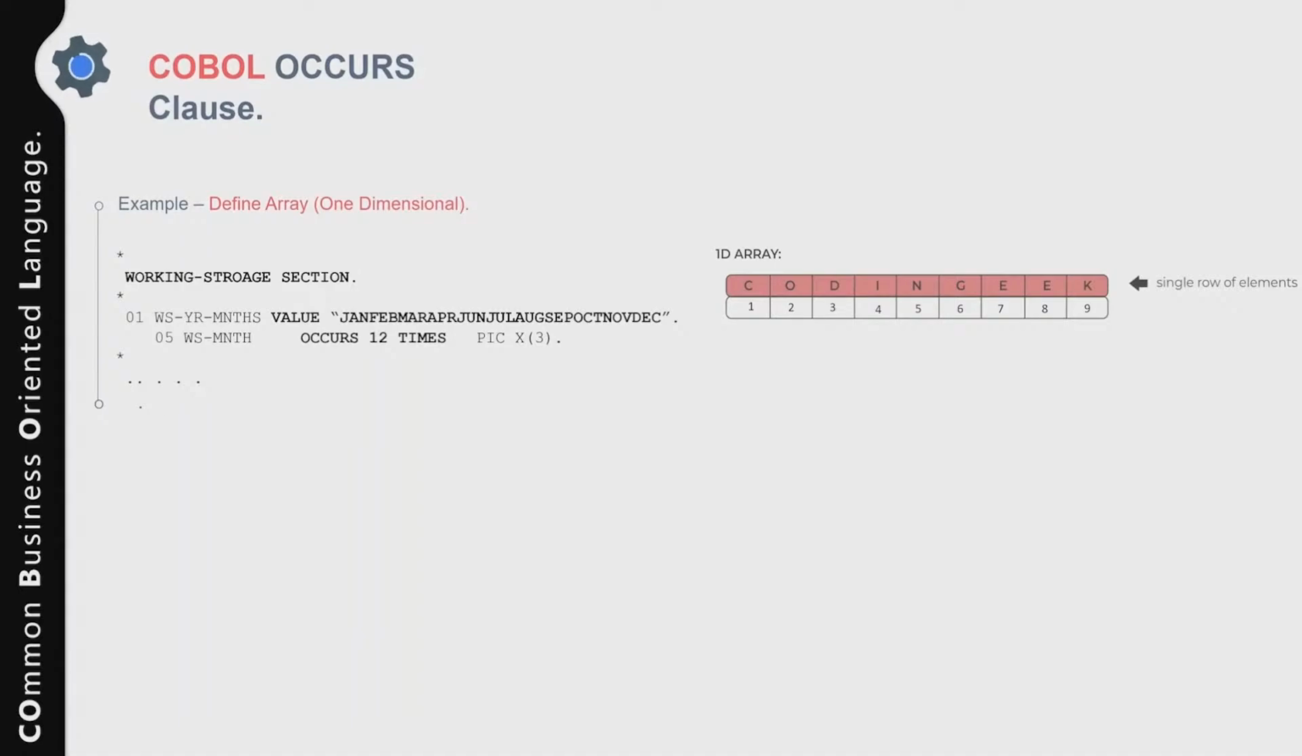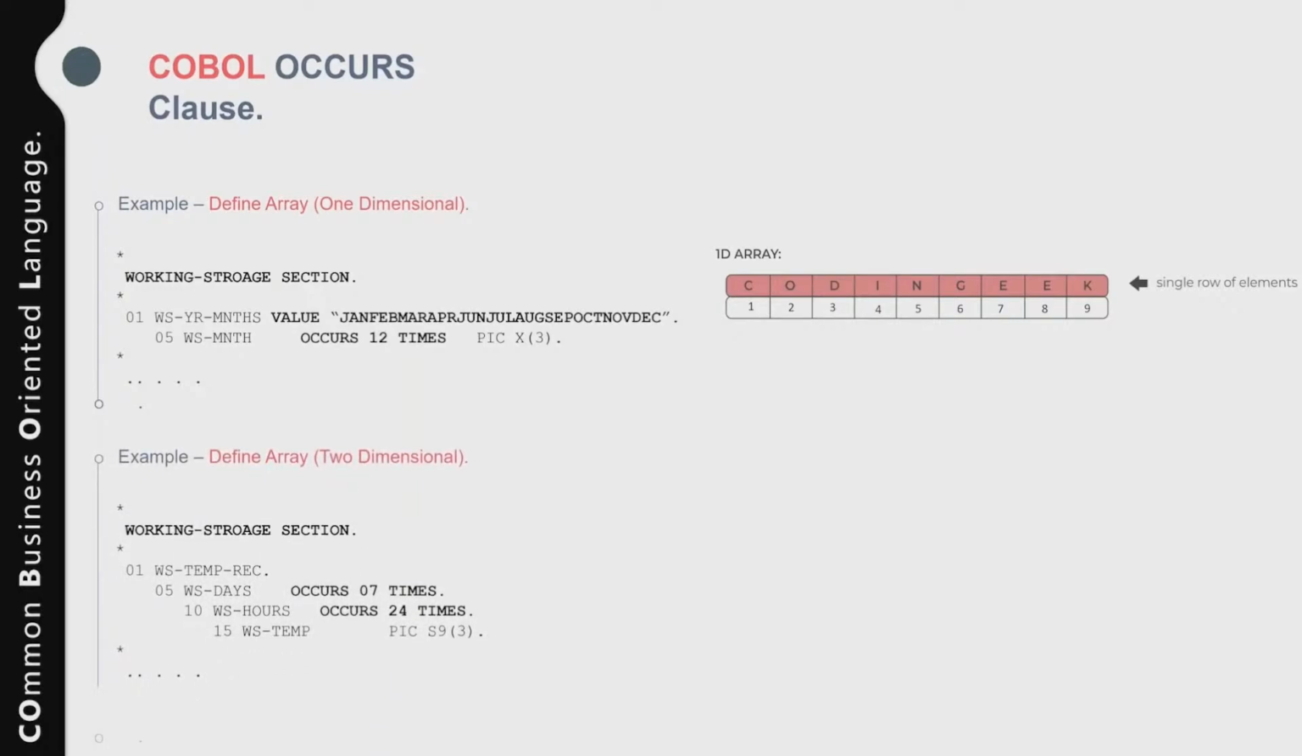When this piece of code is executed in a COBOL program, it will create a pre-initialized table. When I say pre-initialized table, that means the variable ws-month's first occurrence is going to have January, the second occurrence is going to have February, the third occurrence is going to have March, and the last occurrence is going to have December. Now let's look at how to create a two-dimensional array.